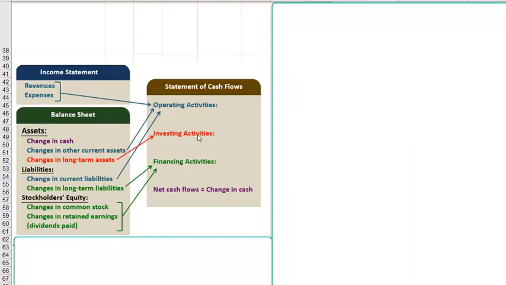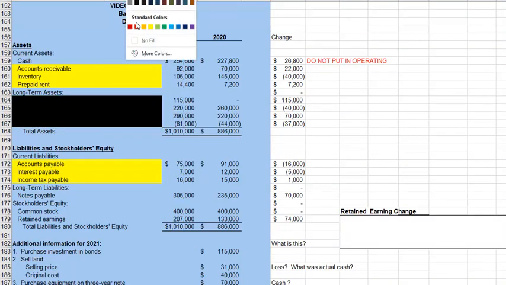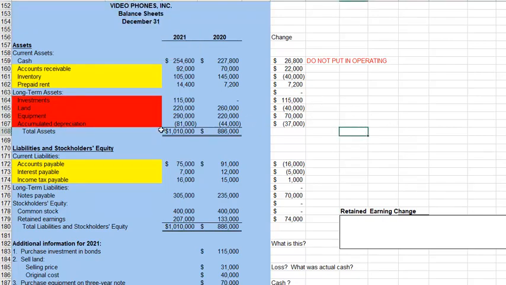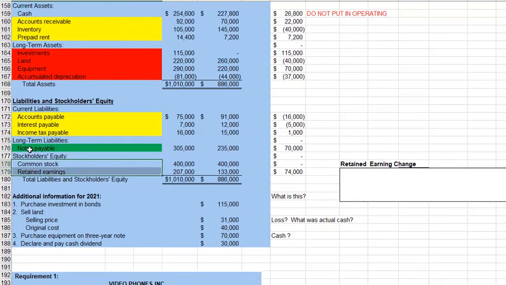Recall here that our investing activities are changes in long-term assets, and our financing activities are changes in long-term liabilities and changes in equity, so debt and equity. So here we have our long-term assets. These are going to be our investing section. Next up, we have our financing. This is going to be our long-term liabilities and our equity, our debt and our equity.